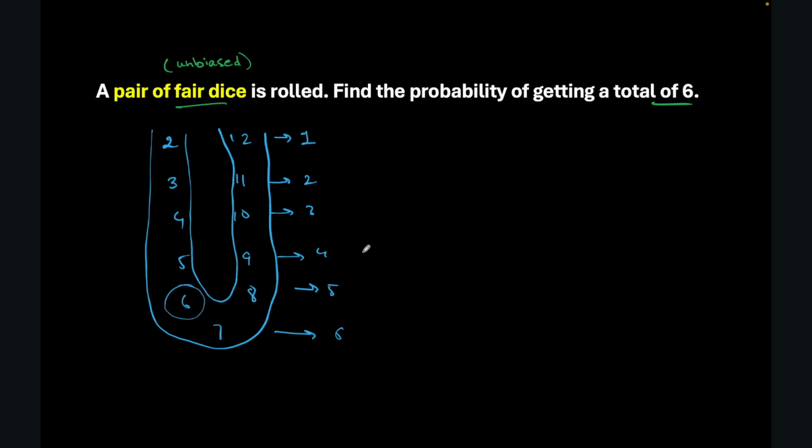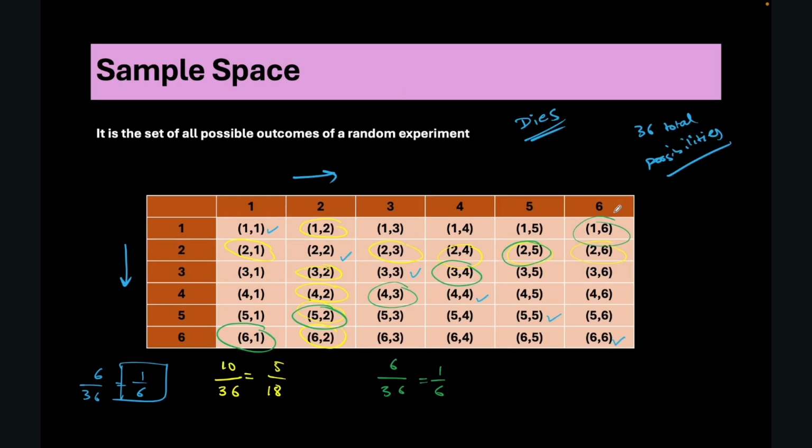that can only happen 5 different ways, and you can work out the math. Either 1 and 5, 2 and 4, 3 and 3, then 4 and 2, and then 5 and 1. So that's a total of 5 ways, which results in 5 by 36. That's my answer, and you can go back to the table.